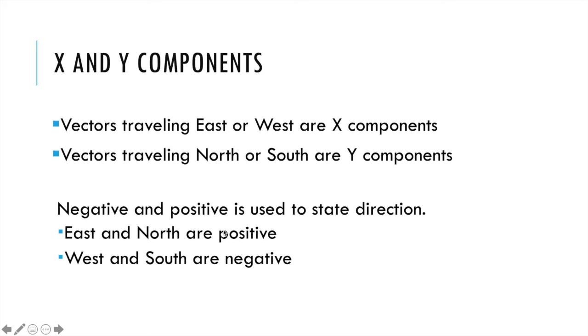Negatives and positives are also going to help us state our directions. So we're going to assign east and north positive. If you think of a coordinate grid, the positive X-axis lines up with east, west is the negative X, north is the positive Y, and south is the negative Y. So it makes kind of logical numerical sense, all right?